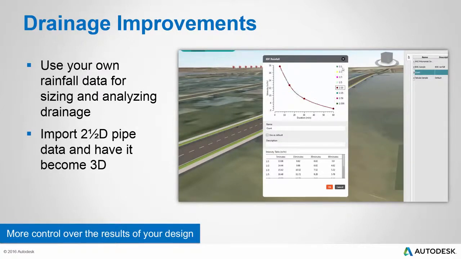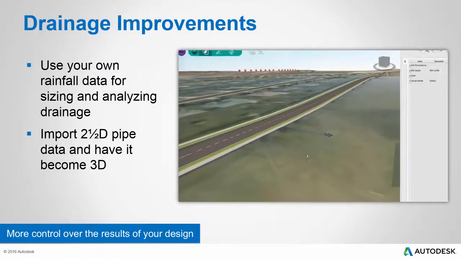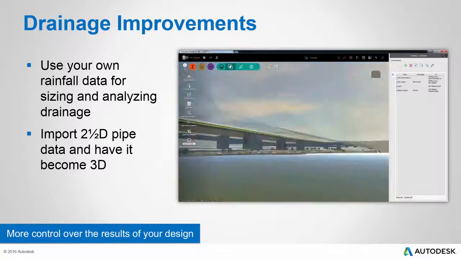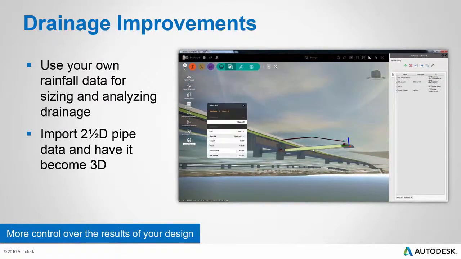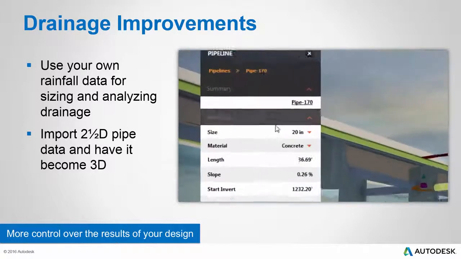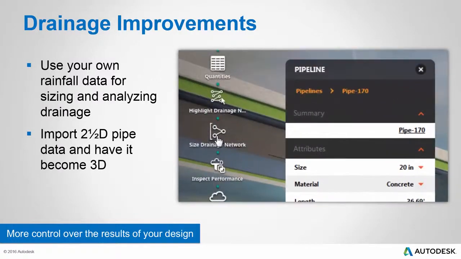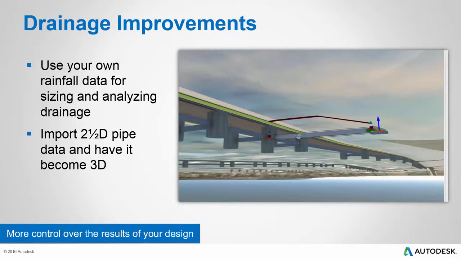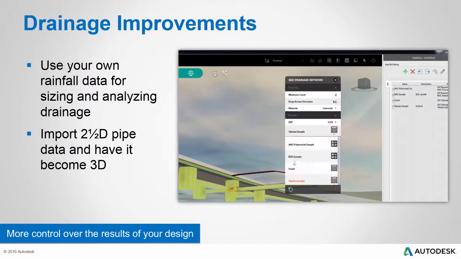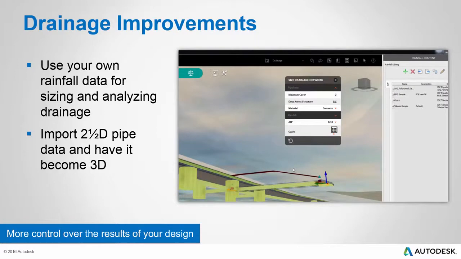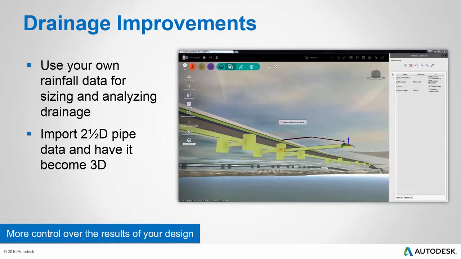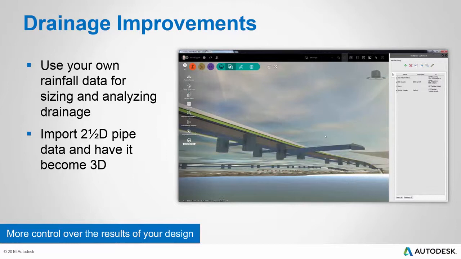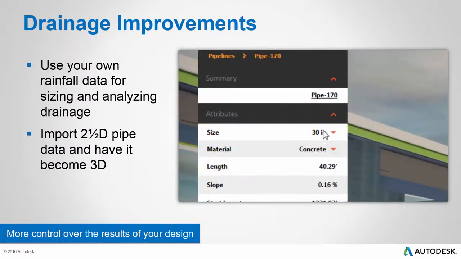You can import it from a file. We support some common formats out there that you can import, or you can go in and manually type in the values for your rainfall data if you choose. You can assign that data to different functions in the software. For example, we're going to size this pipe based on a different rainfall data file than we had before. So we use the size drainage network command, choose our Ozark rainfall data in this case, and you'll notice that the pipe size is going to change from one size to another based on this updated rainfall data.